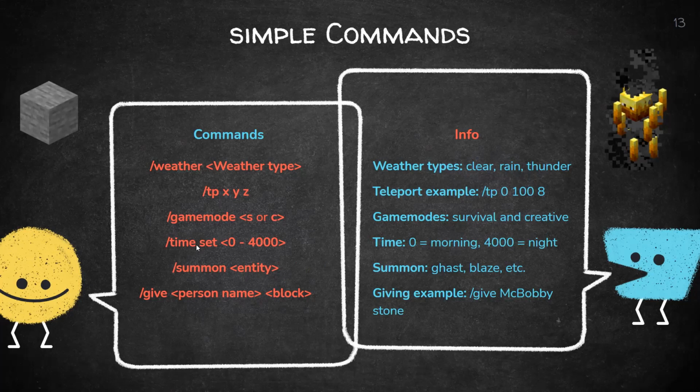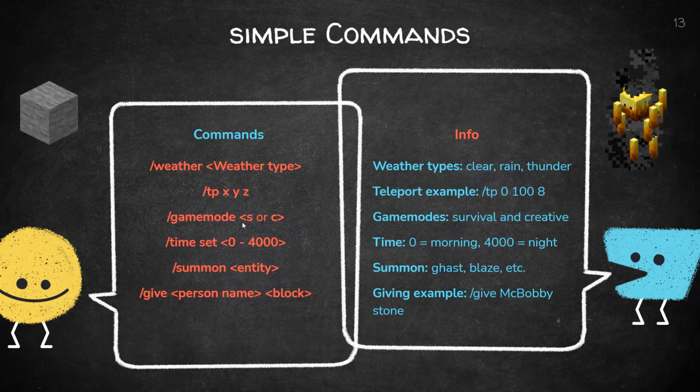The next one is time set. For time set, the numbers you can choose are 0 to 4,000. This means that 0 is morning and 4,000 is night, and anywhere between is whatever it is. So 2,000 can be afternoon, for example. If I do time set 5, then it'll be the morning, because it's really close to 0.